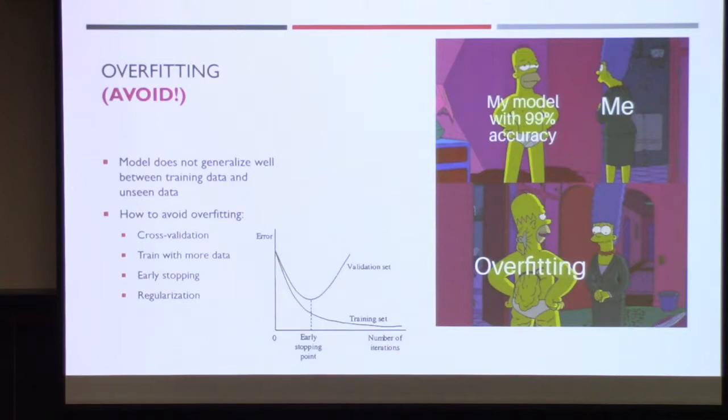Some of the ways to avoid overfitting are cross-validation, training with more data, early stopping, and regularization. Cross-validation is a technique for evaluating machine learning models by training several ML models on subsets of the available input data. See that we built a couple of subsets out of our main set of data, and you want to evaluate them on the complementary subset of data.